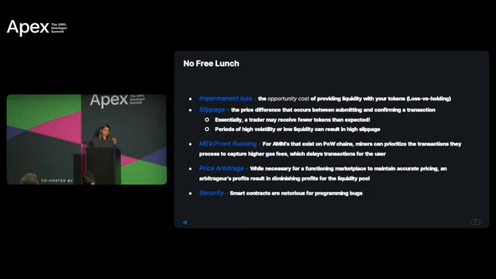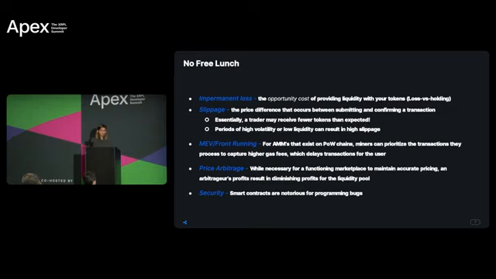Because as the difference between the prices of the assets in the pool increases, the LPs experience more and more impermanent loss. Second is slippage, which is the price difference that occurs between submitting and confirming a transaction, which essentially means that a trader might receive fewer tokens than they expected, especially during periods of high volatility, or pools with low liquidity can result in high slippage.